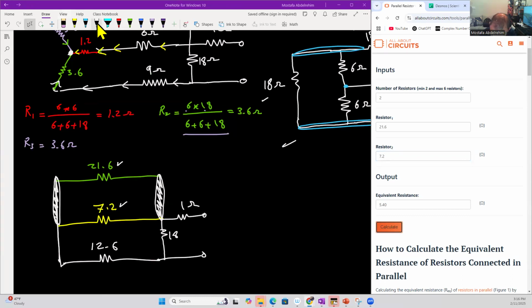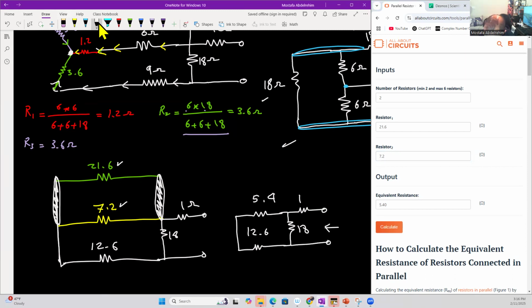Okay, so we can just redraw this. 5.4, 12.6, 18, then 1 ohm, and this is basically what we want. Okay, good. Now look at that. The 5.4 and 12.6 are in series, so we can combine them into one resistance. 5.4 plus 12.6, that's 18.